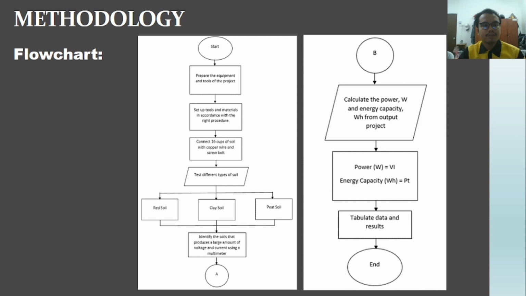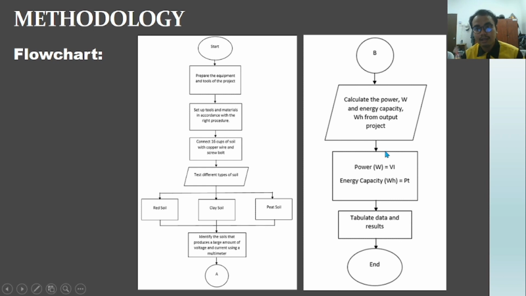For methodology, this is my flowchart for the entire project. Firstly, start and then prepare the equipment and tools of the project, and then set up tools and material to the right procedure, and then connect the soil with copper wire and screw board, and then test three types of soil, which are red soil, clay soil and peat soil, and then identify the soil that produces a large amount of voltage and current using a multimeter.